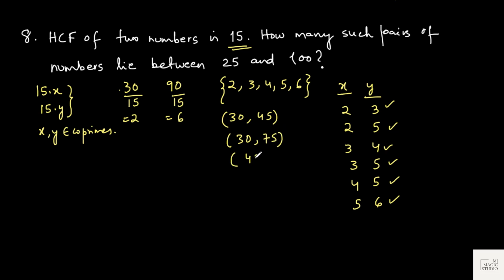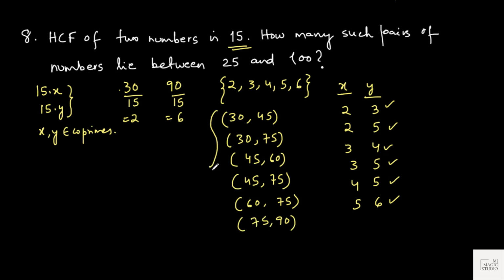Then 15 into 3, 45 and 4, 60. Then we have 45 and 5, that is 75. 4 is 60 and 5 is 75. Its HCF is also 15. And 75, 90. Its HCF is also 15.